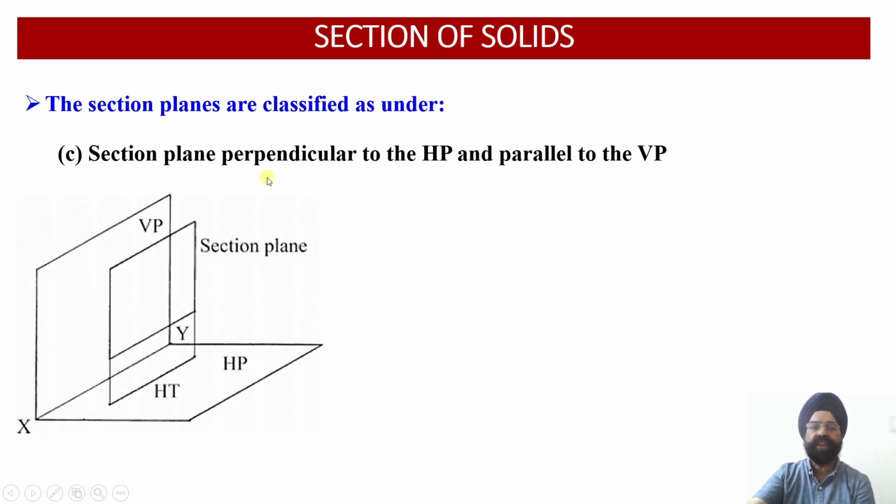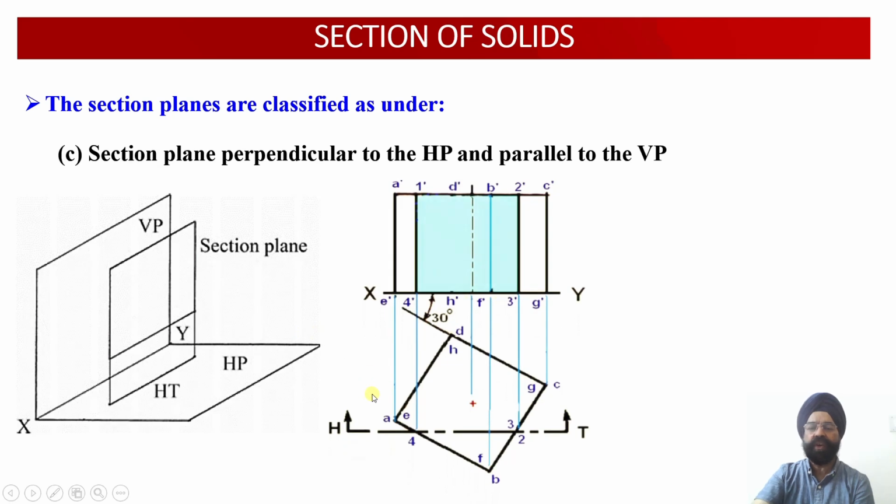Now the third section plane orientation can be perpendicular to the horizontal plane and parallel to the vertical plane. Just like in the previous case the section plane used to be parallel to HP, here our section plane happens to be parallel to the vertical plane and perpendicular to the horizontal plane. Now you can see the example over here.